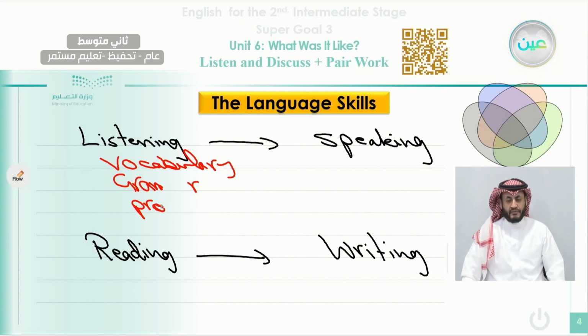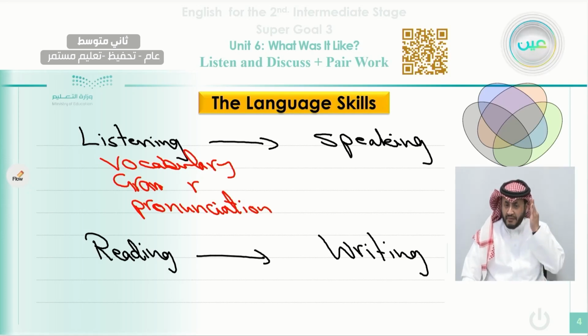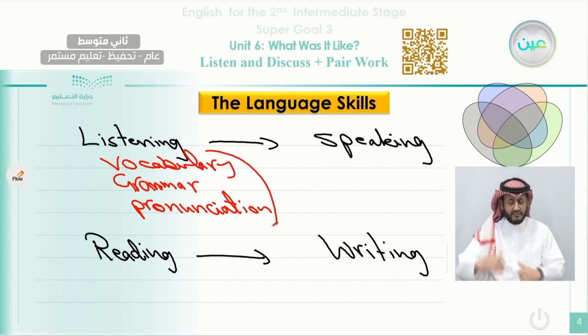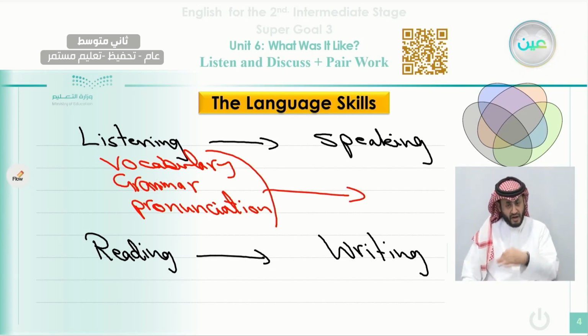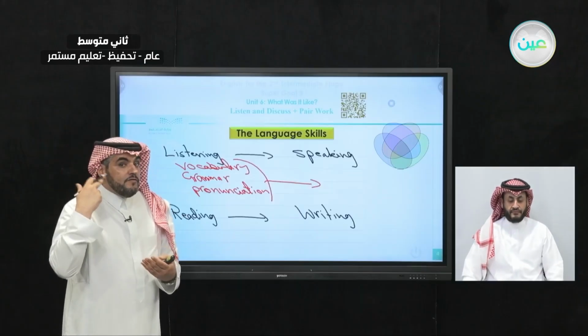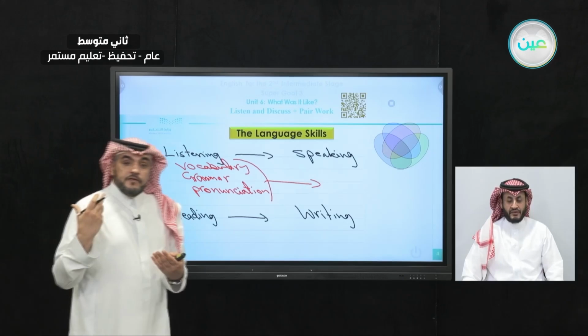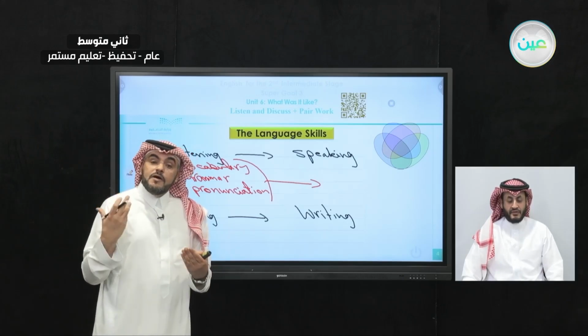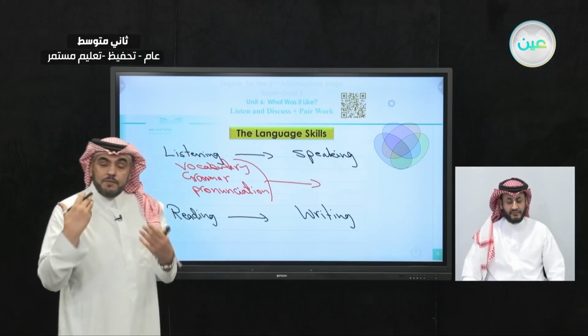Okay, pronunciation. That is how you say words, how to talk and how to pronounce words correctly. And if you study very well, as we said before, grammar, vocabulary, and pronunciation, the impact will go to your ability in speaking. If you listen very well, that means you have to take care of vocabulary, of grammar, and of spelling. Pronunciation.